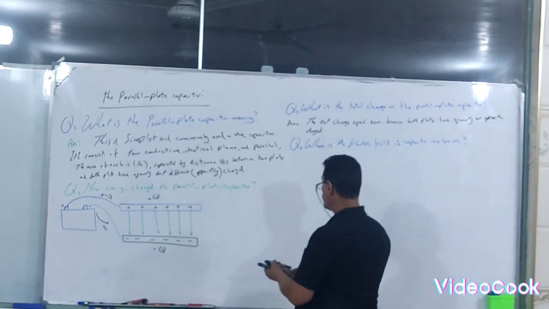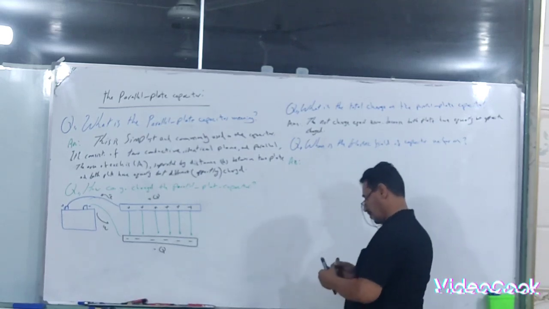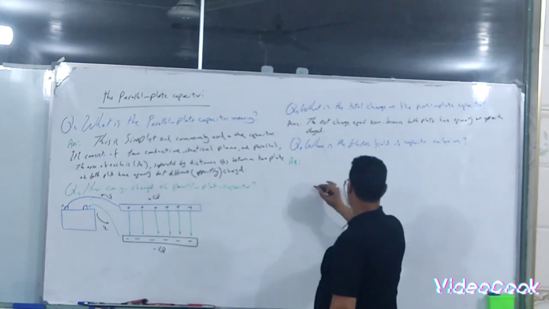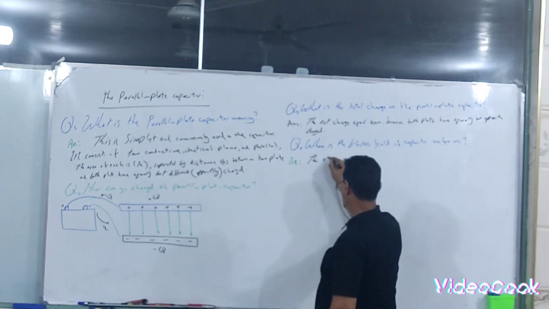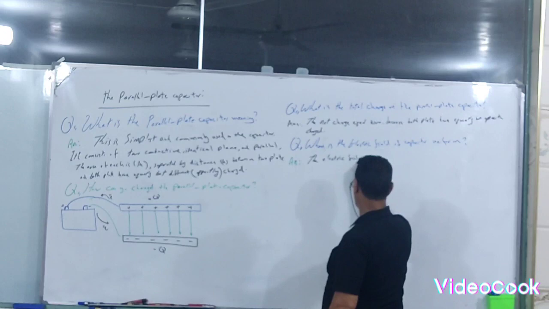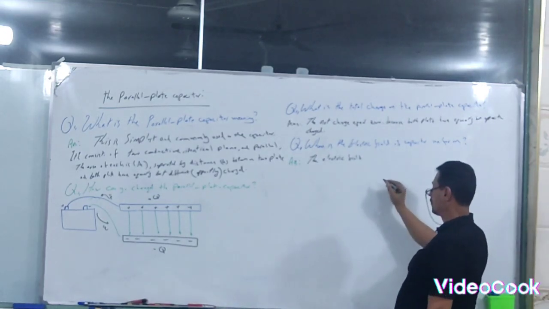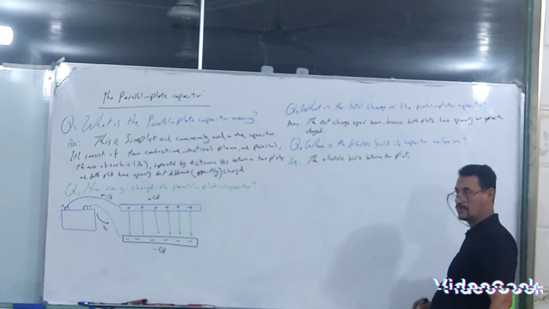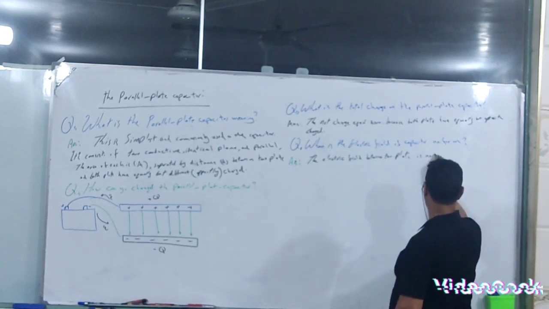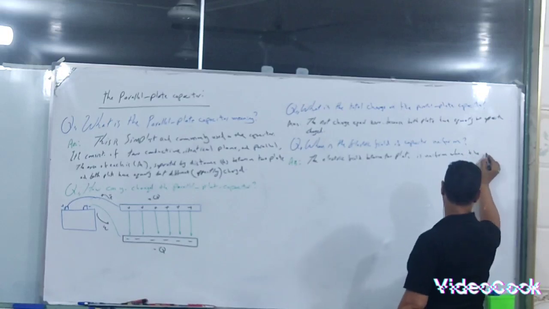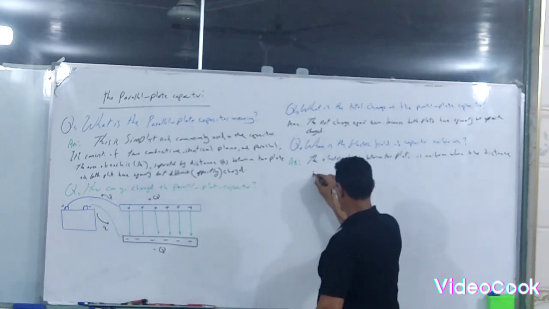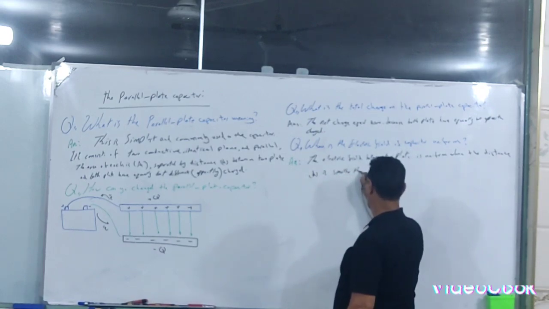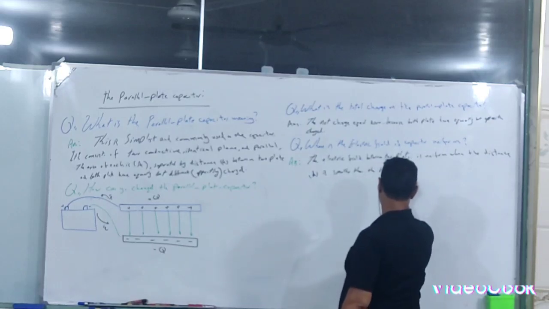The electric field is considered uniform if the distance d between the plates is very small compared to the dimension of the plate, and the irregularity of electric field lines at the edge is ignored.